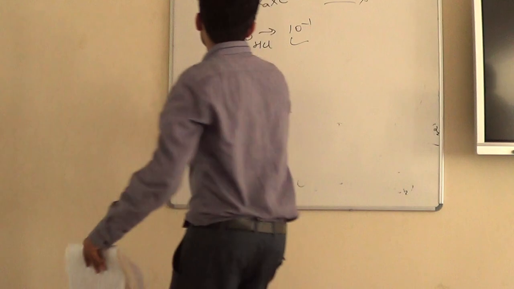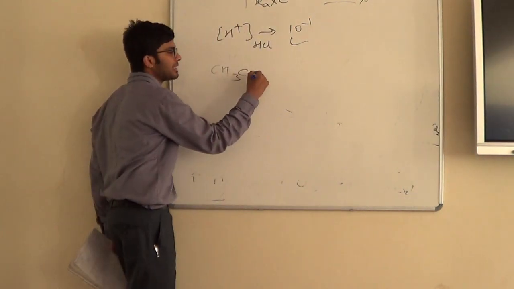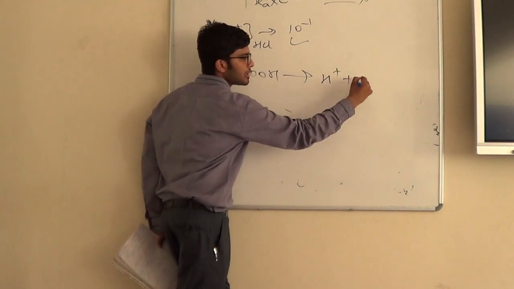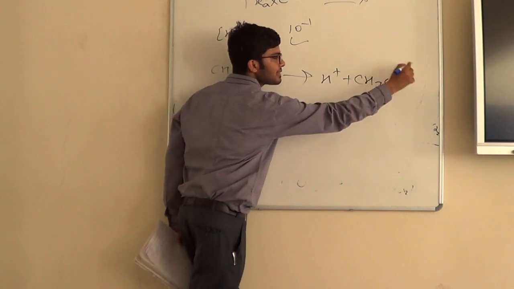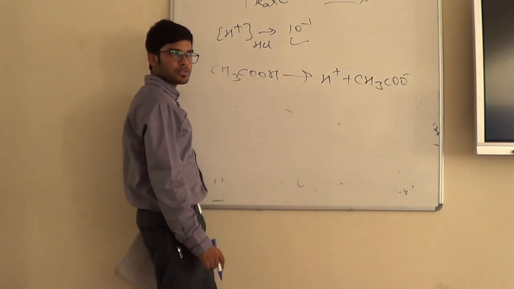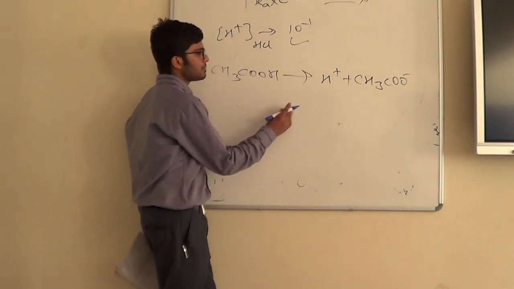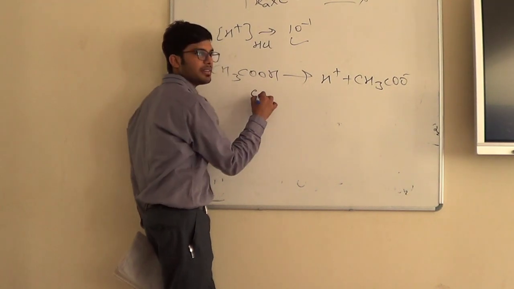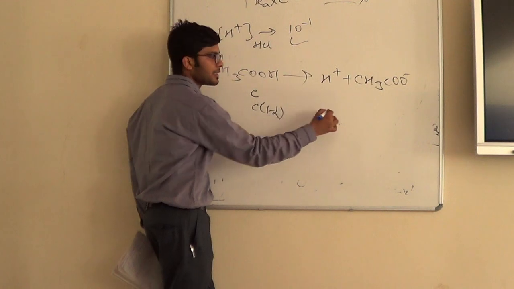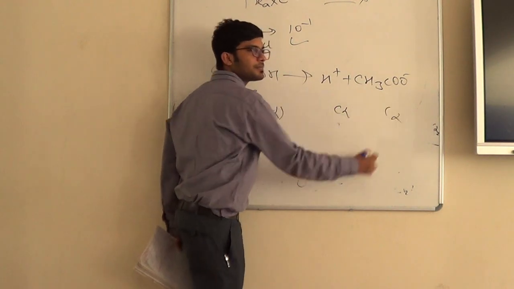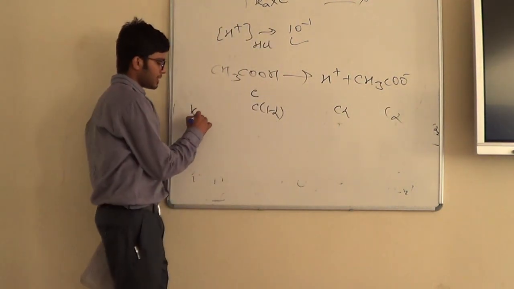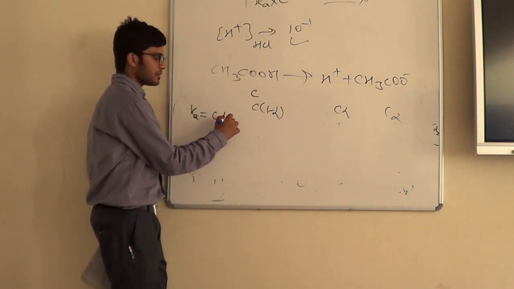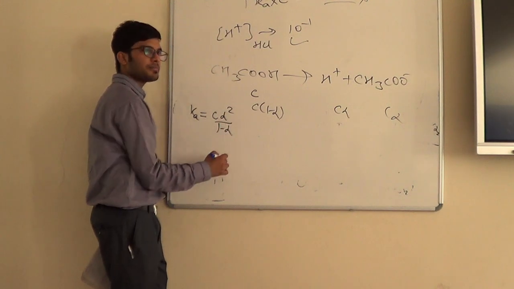Okay, let's do this. I am writing like this: CH3COOH dissociates into H plus and CH3COO minus. Let's say the concentration is C. So C(1 minus alpha), C alpha, C alpha. Any doubt? Ka of this acid is nothing but C alpha square upon 1 minus alpha.